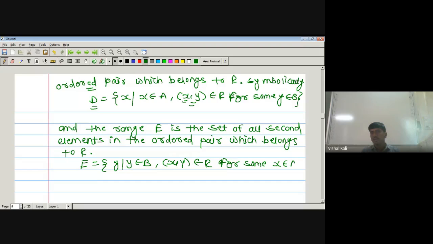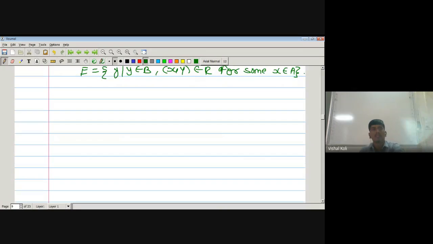x belonging to A. So domain is the set of all the first elements of the ordered pairs which belong to the relation R, and range E of the given relation is the set of all the second elements in the ordered pairs which belong to the relation R. Let us see an example and find out the domain and range of a given relation.